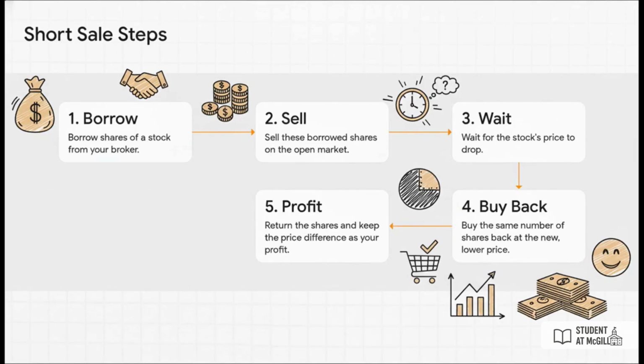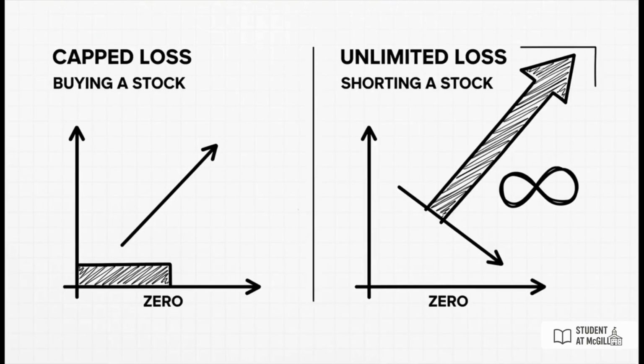1. You borrow shares from your broker. 2. You immediately sell those shares on the open market. 3. You wait. If you're right and the stock price tanks, you move to step 4. You buy back the same number of shares at that new, lower price. And 5, you return the shares to your broker and you get to keep the difference as your profit. Simple as that.